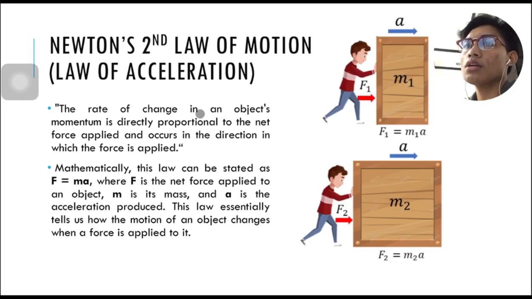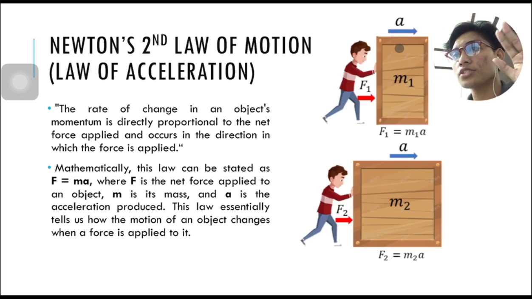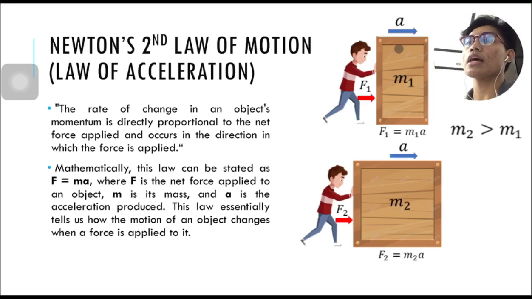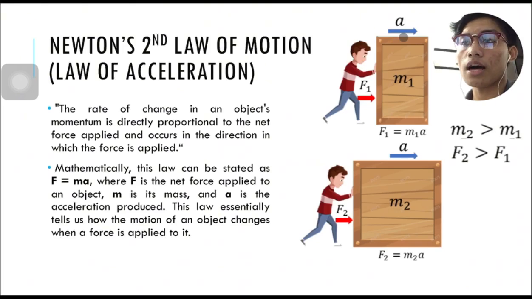We all know that mass and acceleration are directly proportional to the force. The boy exerts a force, and the acceleration gets higher. The more force we exert, the higher the acceleration we will get. But mass 2 is greater than mass 1, and force 2 is greater than force 1.